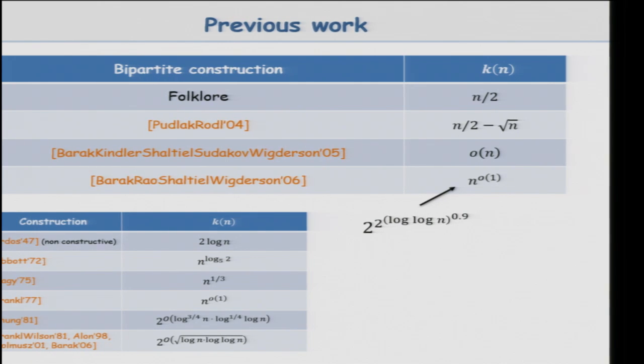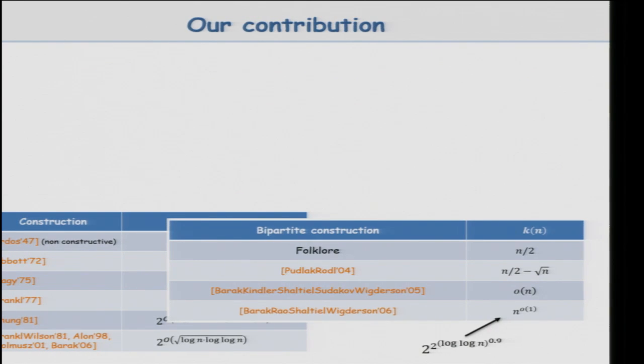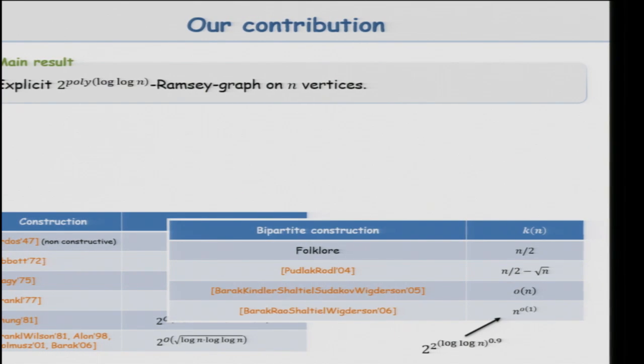Okay. So looking at these results, our contribution is slightly improving this result towards settling Erdős problem, and we give a 2 to the polylog n. This is also correct. 2 to the polylog n Ramsey graph for n vertices. So you want log n, which is 2 to the log n plus 1 or something, or plus constant.